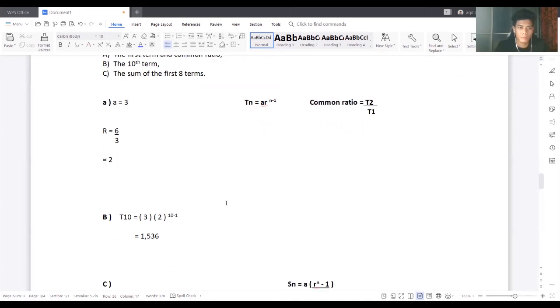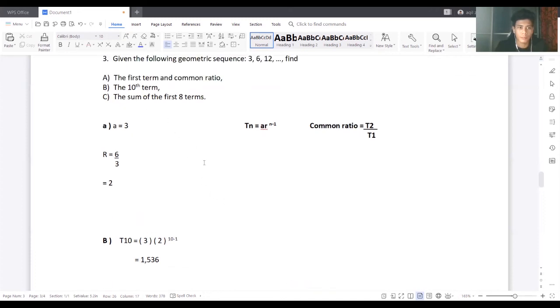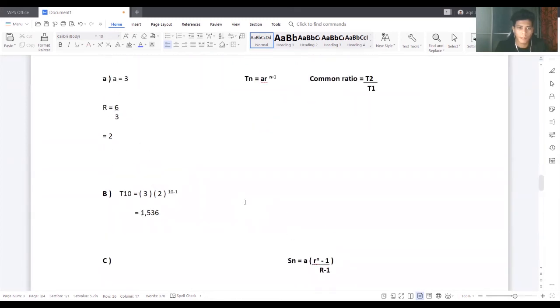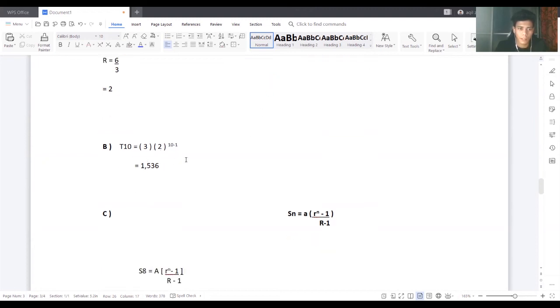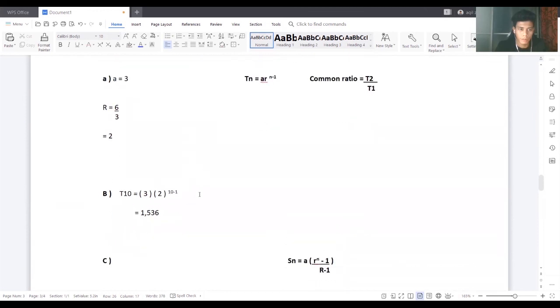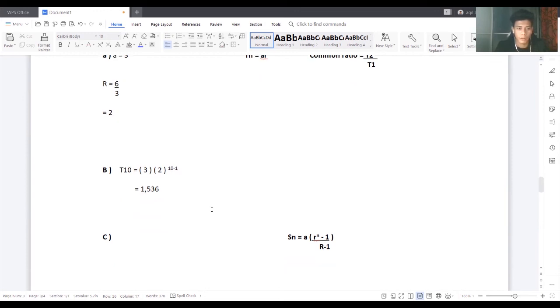Moving on to B, the question asks for the 10th term, which we can find using this formula right here, Tn equals ar^(n-1). So we just apply the information given for the 10th term: for n we replace with 10, T10 equals 3 times 2^(10-1). So the answer will be 1536. That is it for B.